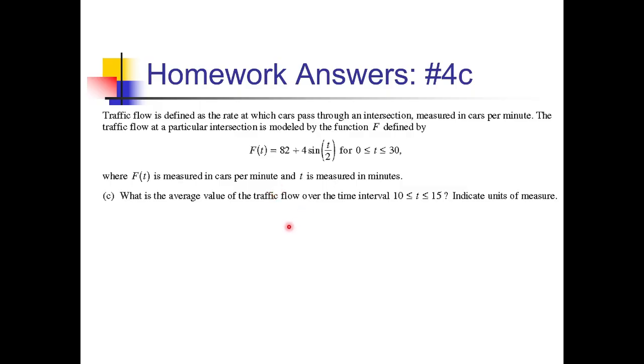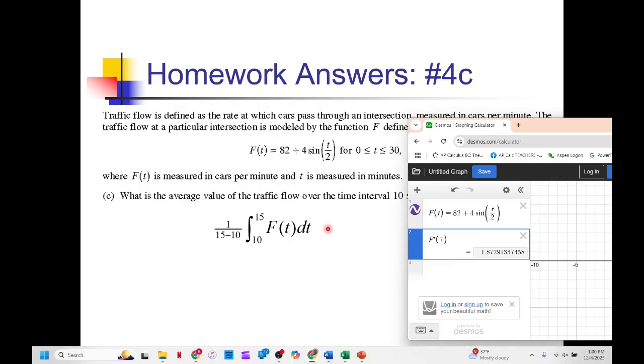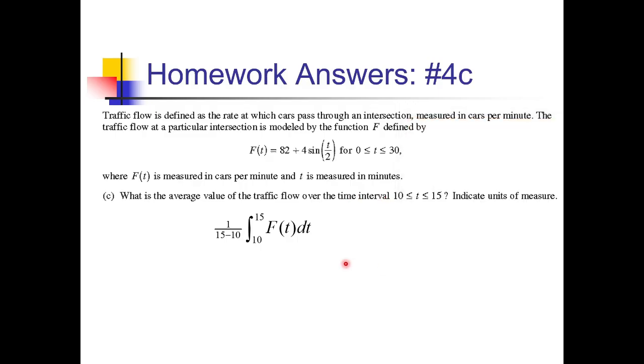So we're going to use our average value formula, 1 over b minus a, so in this case 1 over 15 minus 10, and then we multiply that by the integral from 10 to 15 of whatever we're averaging. In this case, that's the f of t function. And then we're just going to plug this in the calculator. So let me do 1 divided by 5 there, and then integral from 10 to 15 of f of t dt, which I've already defined up here, and that comes out to 81.899. And again, that's going to be in cars per minute, the units of the original.